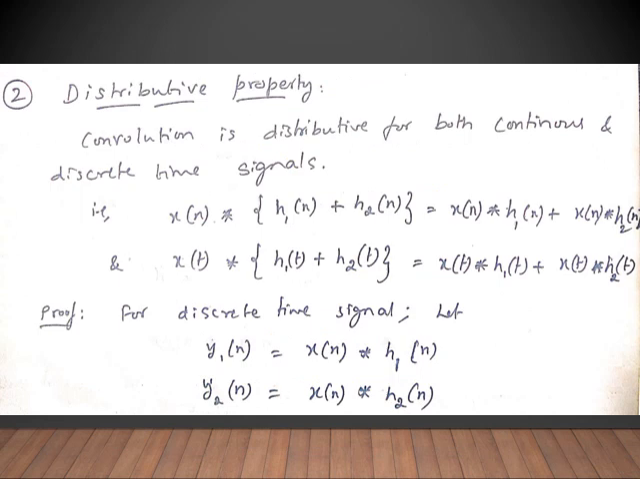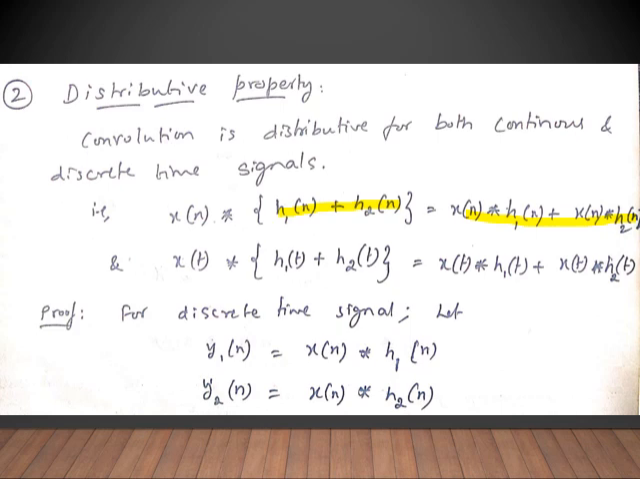Next we will discuss the distributive property. I can list out the distributive property for continuous and discrete time signals in this order. It says x of n convolved with h1 of n plus h2 of n, a set of two impulse responses, is equal to x of n convolved with h1 of n, plus x of n convolved with h2 of n, added together. This is how we represent the distributive property for the discrete case.